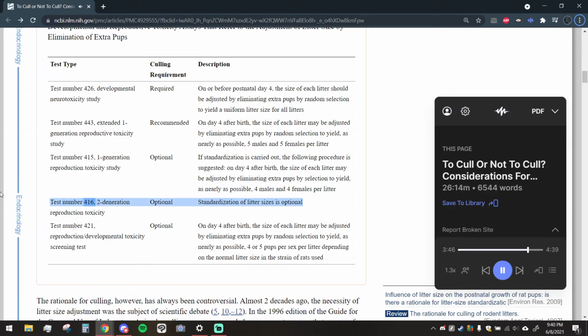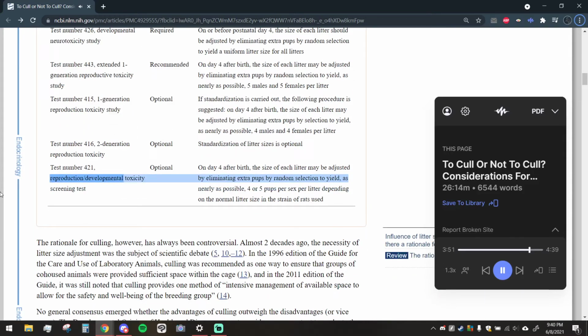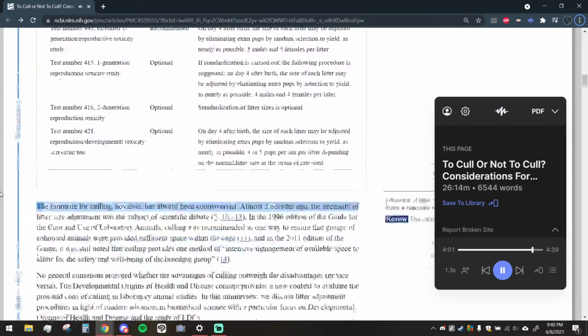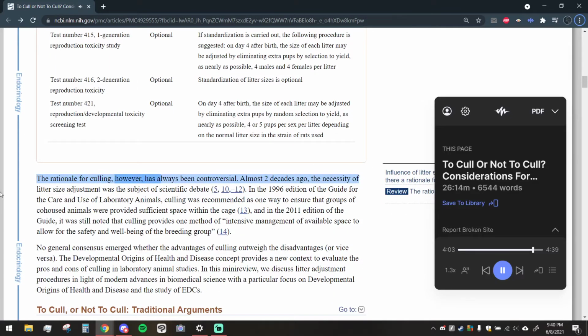Test number 416, two-generation reproduction toxicity: standardization of litter sizes is optional. Test number 421, reproduction/developmental toxicity screening test: optional on day 4 after birth. The size of each litter may be adjusted by eliminating extra pups by random selection to yield, as nearly as possible, 4 or 5 pups per sex per litter depending on the normal litter size in the strain of rats used. The rationale for culling, however, has always been controversial.